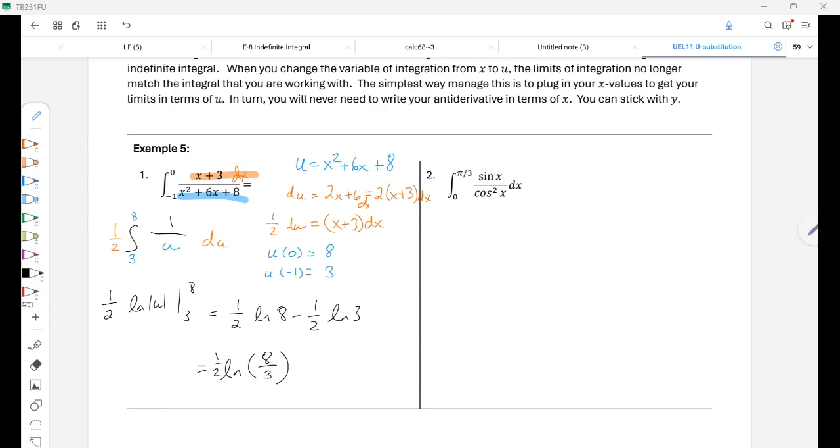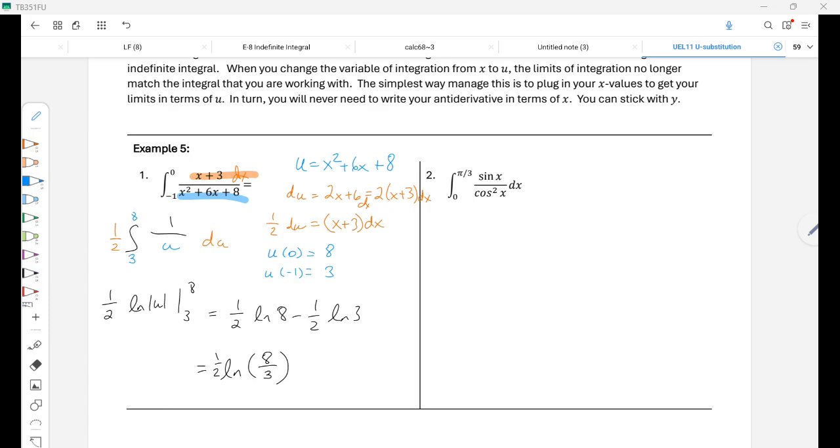So same thing in number 2, we have the integral from 0 to pi over 3 of sine of x over cosine squared of x. Cosine or cosine squared? Just cosine. Cosine squared is going to be a chain rule derivative, which usually isn't what happens in U sub. And you would also then have something way more complicated than what was left over.